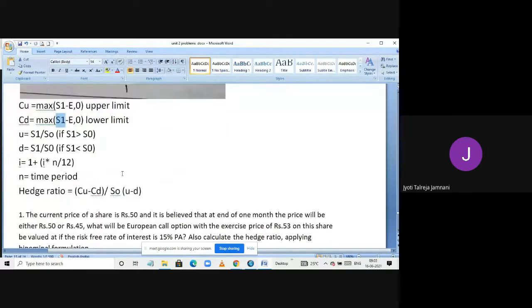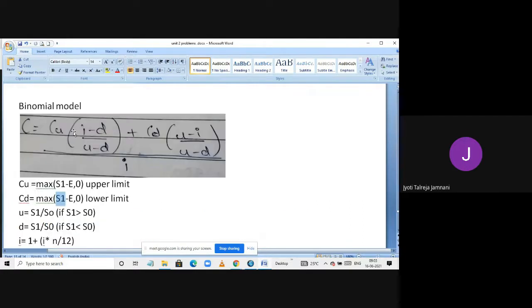Okay, then next is U and D. U is the upper limit, D is the lower limit. How to find the value of U? S1 upon S0, and D is S1 divided by S0. Here S1 is greater than S0 and here S1 is lesser than S0. So here the upper limit of the share, here the lower limit. I know like this you will not understand. I'll do the sum, it will get more clear. In the formula, we use CU, CD, D, and U. So all that I have solved.